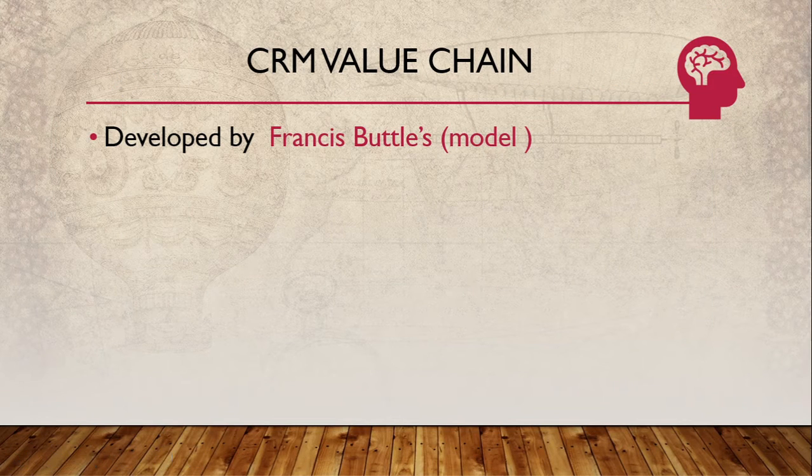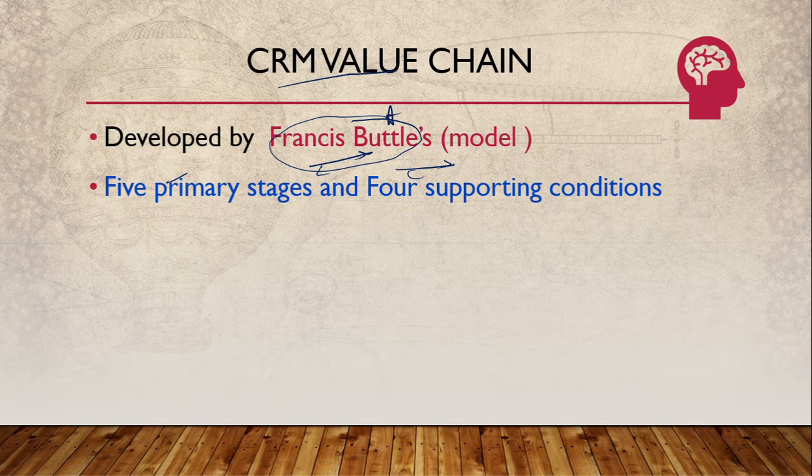The next model is the CRM value chain model. This model was developed by Mr. Francis Buttle. It is also known as the Francis Buttle model. In this model, what he discusses is that developing a CRM consists of 5 primary stages and 4 supporting stages.